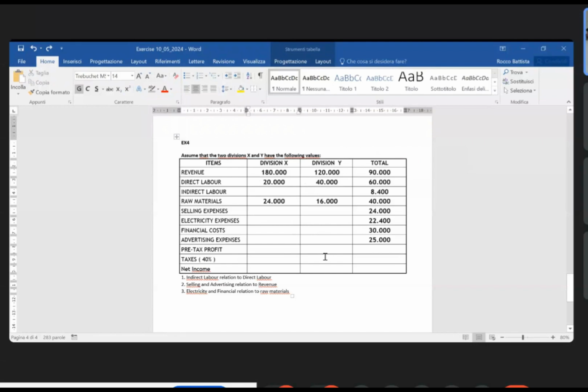Let's try. Someone want to try? Yes, sir. I already did the calculation for the indirect labor division X. It would be 2,800 because I divided the indirect labor total by the direct labor.